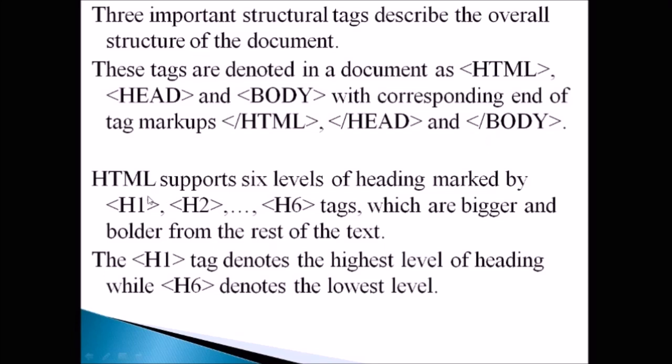HTML also supports 6 levels of headings, marked by H1, H2, H3 till H6. All these 6 tags are used for heading purposes, where H1 is the highest level of heading, whereas H6 denotes the lowest level. If we compare H1 with H6, the H1 text will be larger in size than H6.